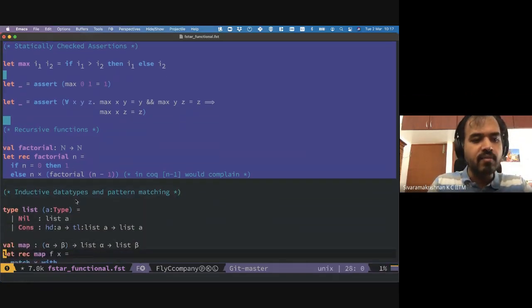And here are the other things that you can do. Obviously, we are in a functional language and we like algebraic data types. So here is the definition of a list type.